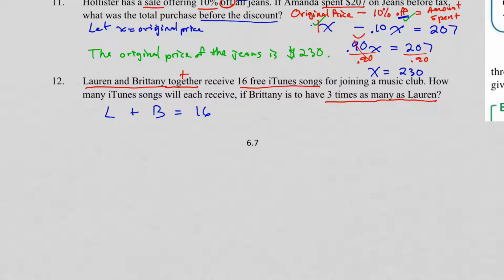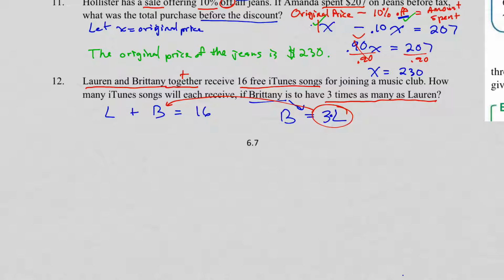Okay? So we have 2 variables. But here's the clue. Brittany, or the B, is to have, now here's the translation, 3 times as many as Lauren. So whatever Lauren has, Brittany's going to have 3 times as much. That's the clue that they wrote here. So we're going to use this clue to put this and replace it right over here. Let me use a different color. So this B is going to be replaced by the 3L.